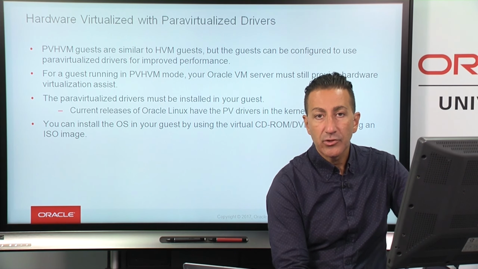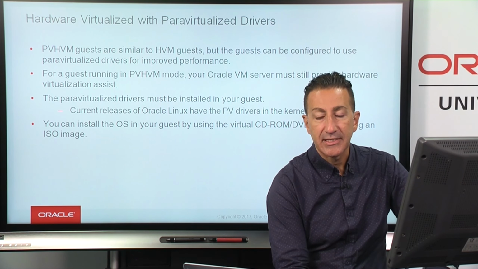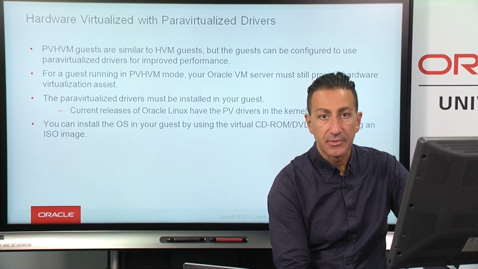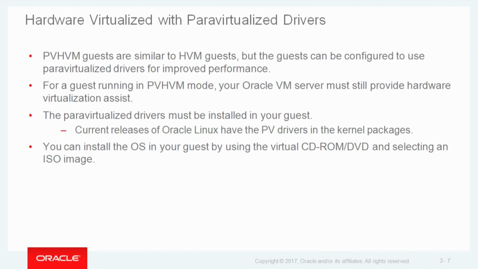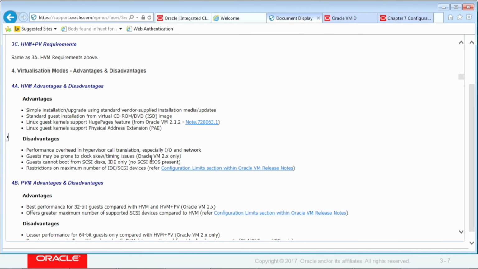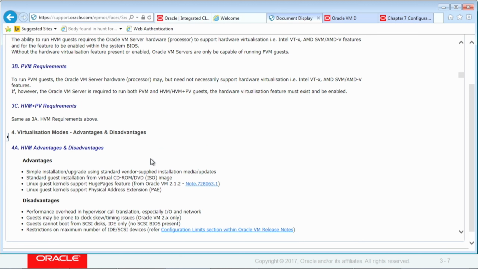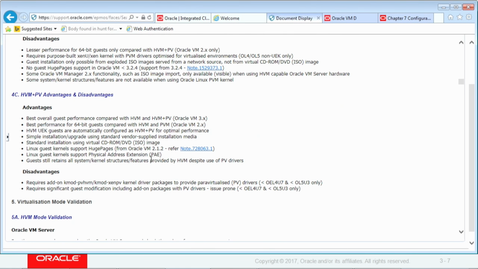For the Microsoft Windows platform, you have the MSI, Microsoft Installer utility, to perform the installation of these para-virtualized drivers on the Windows guest OS systems. You can install the OS in your guest by using a virtual CD-ROM, a DVD, and selecting an ISO image. If we go to the support note again, you will see that for PV-HVM, you also have the following advantages and disadvantages.